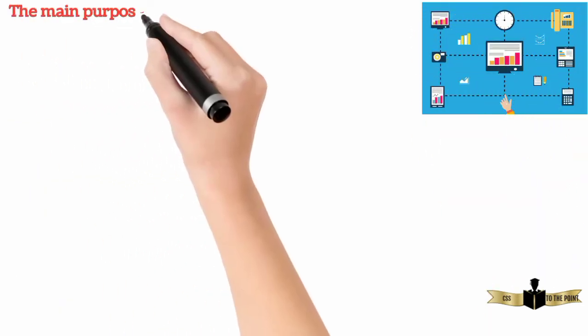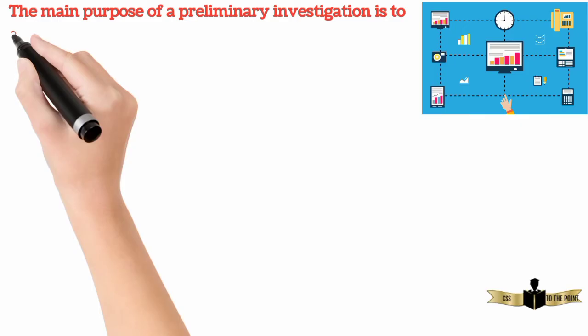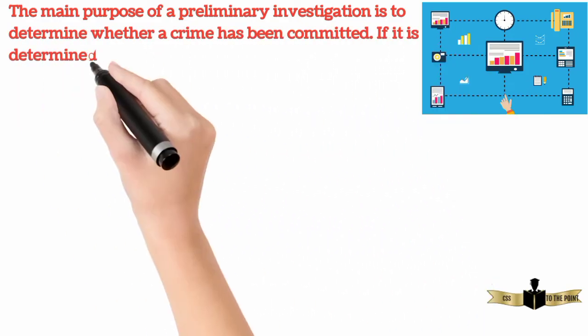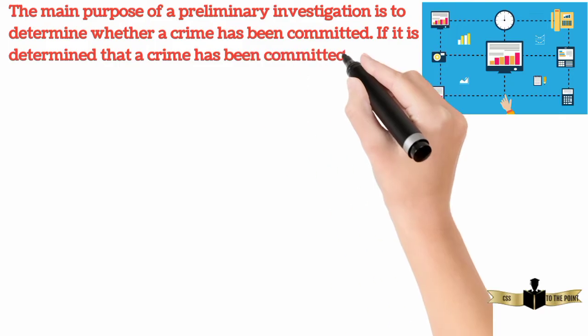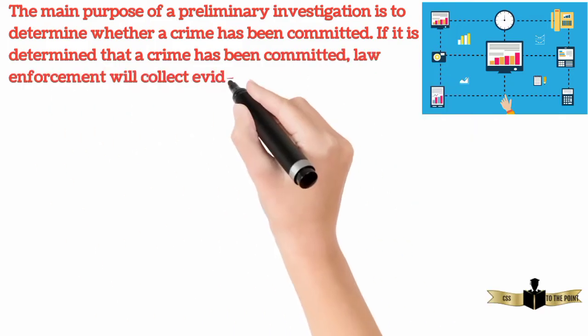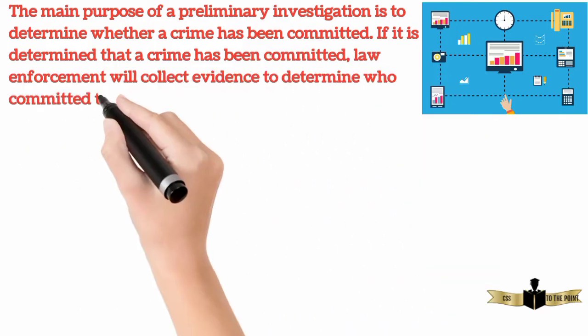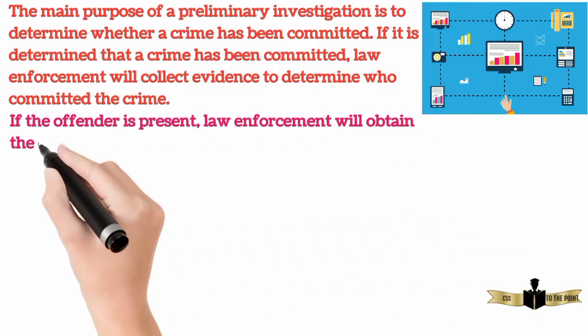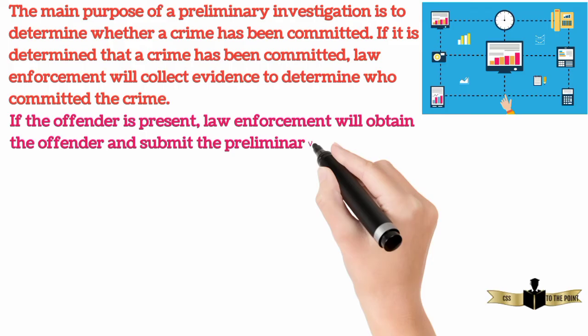The main purpose of a preliminary investigation is to determine whether a crime has been committed. If it is determined that a crime has been committed, law enforcement will collect evidence to determine who committed the crime. If the offender is present, law enforcement will obtain the offender and submit the preliminary report.